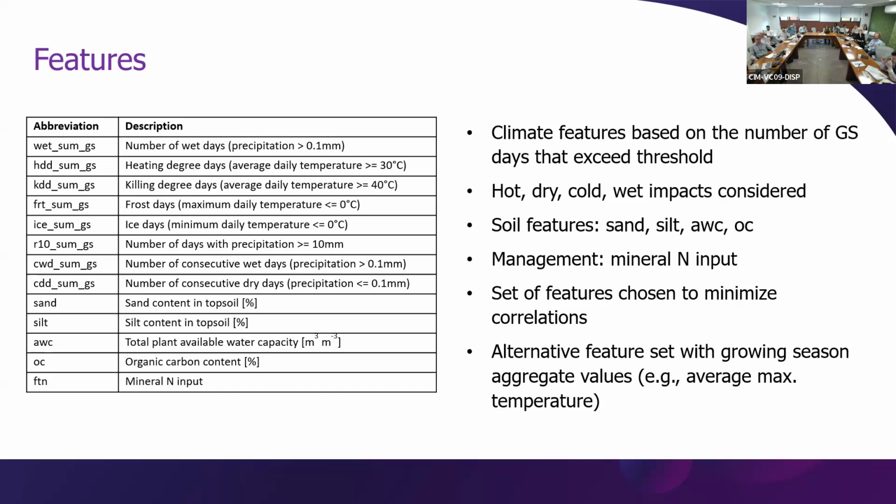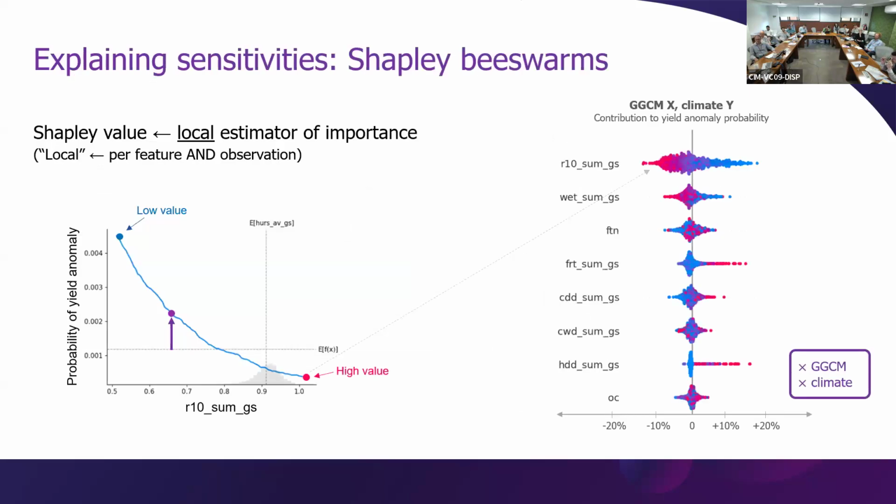But this is all the result of a long process of identifying features from a much bigger set of features. Some of them, for example, the average temperature or the growing season. So yeah, but these are the ones that we're looking at.